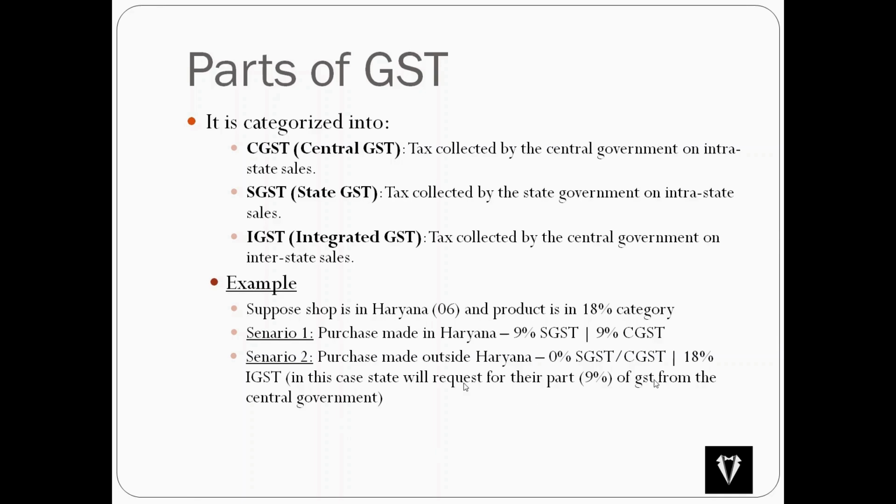So basically, if the sale is made in the same state, then 50% is given to that state and 50% is given to the central government. But if it is made outside that state, then completely it is given to the central government. But the 9%, that is the state part, the state claims that from the central government. You guys got it?